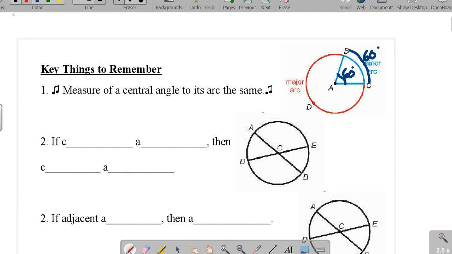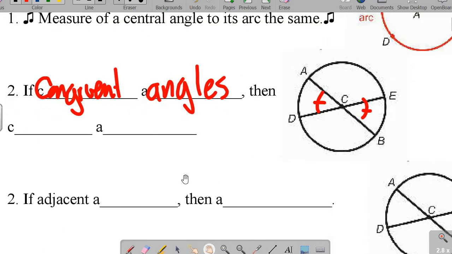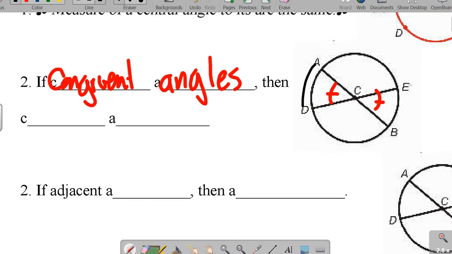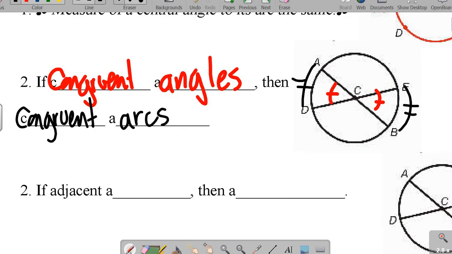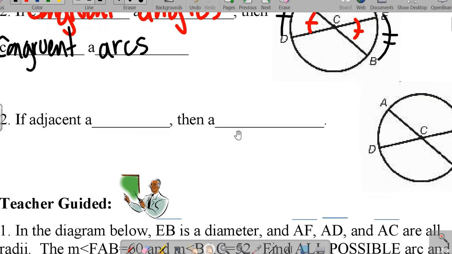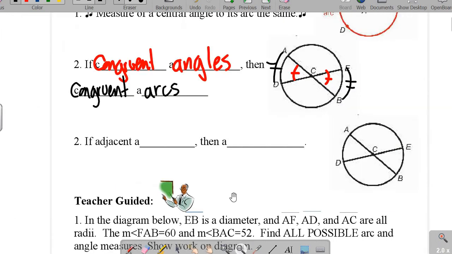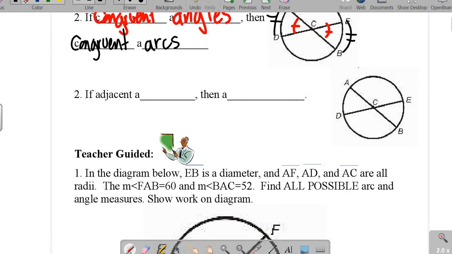Which leads us to these real simple rules. If you have congruent central angles, you have congruent arcs. And just like segments, you can add smaller segments to get bigger ones. You can add smaller arcs to get bigger ones. So if you have adjacent arcs, then you can add them up.